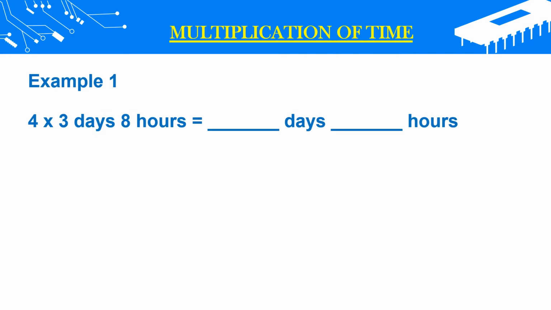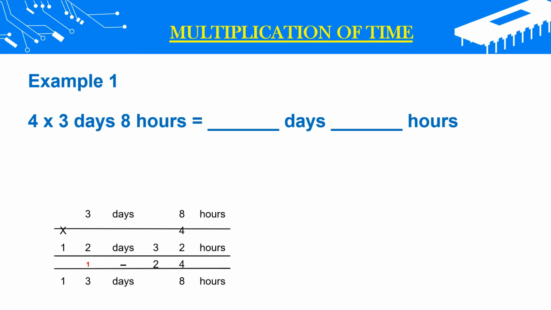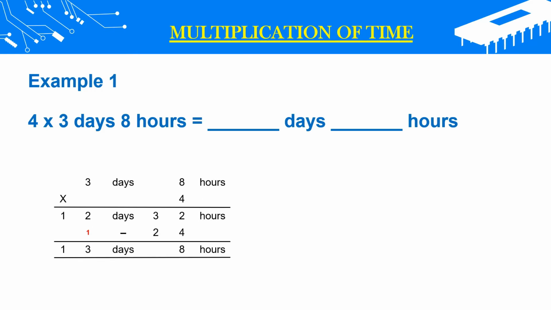First step, 3 days 8 hours multiplied by 4. We must write this in standard written method. First, we multiply separately. 8 times 4 we get 32 hours. 3 times 4 we get 12 days.